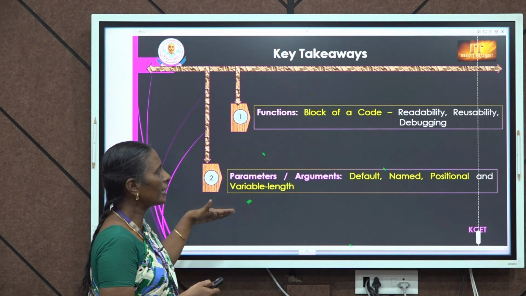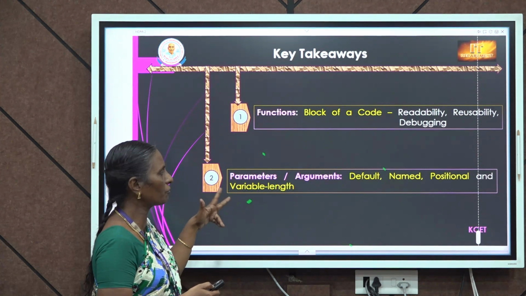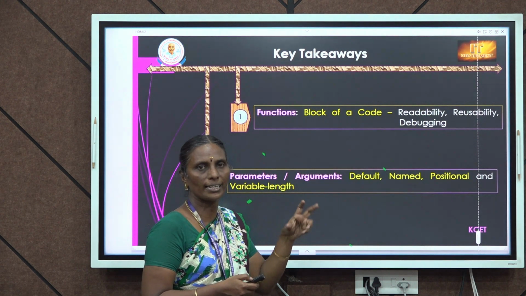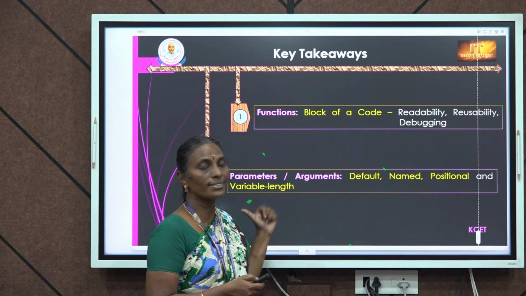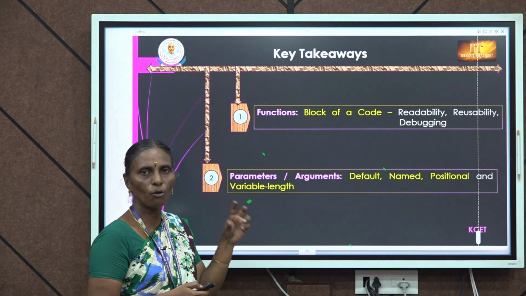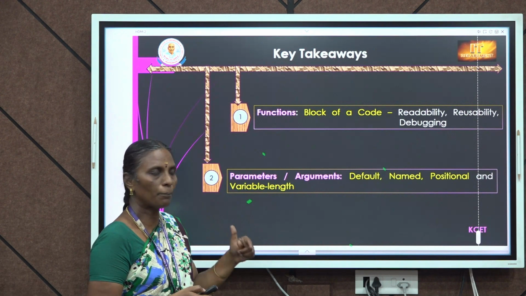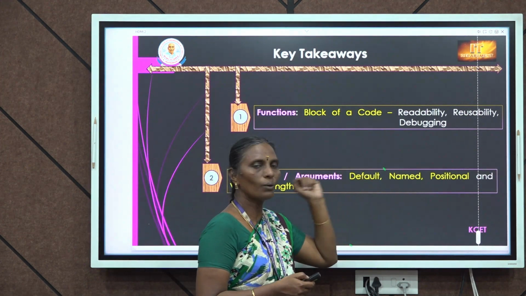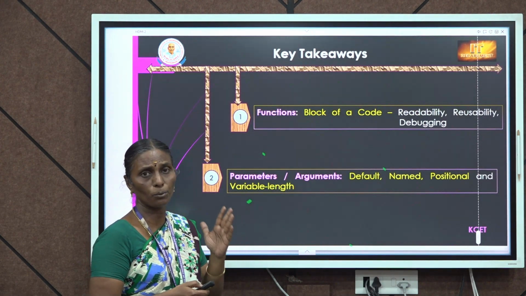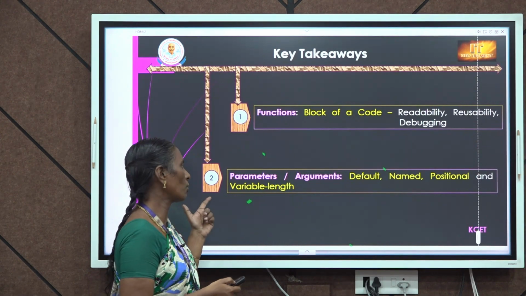There are 4 different types of arguments that we use in function definition. One is default argument, in which the argument value will be initialized to a default value, and next one is named argument. The order does not matter, and the name of the parameter or argument that we are passing on to the function definition plays the significant role. And the third one is positional argument. So, the order and the position of argument plays a vital role during the invocation of a particular function.